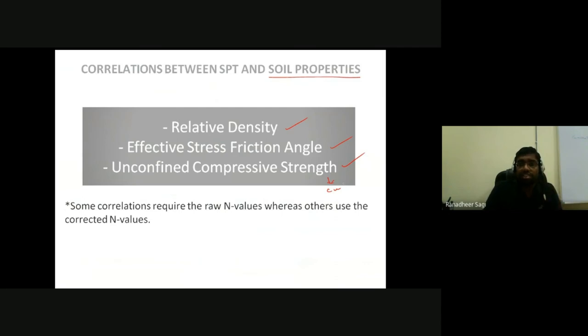Some of those empirical relations require what is called the raw N value. Raw N value in the sense that you should not apply any dilatancy correction or overburden correction. As it is, whatever N value you have got from that particular test should be substituted in some of those empirical relations. Whereas in some other empirical relations, you have to apply the corrected N value. So you have to be very careful in using the different empirical relations available in the literature. If the SPT N value is known, should I directly substitute the SPT N value I got from the test, or should I substitute the corrected SPT N value, and accordingly find out the corresponding properties of the soil based on the SPT test result?